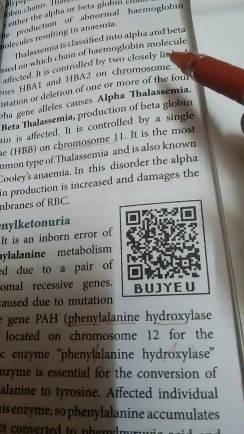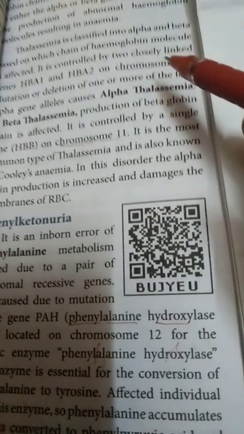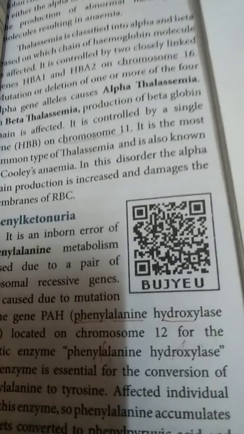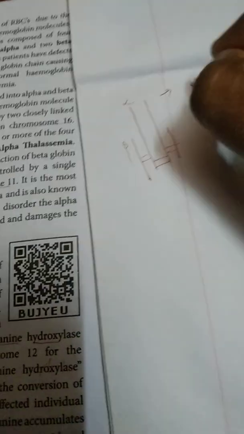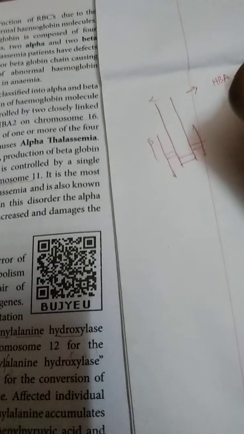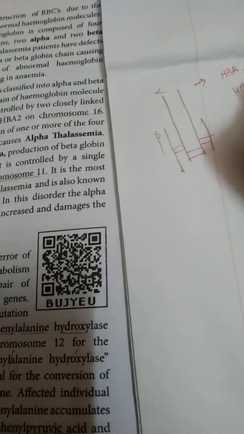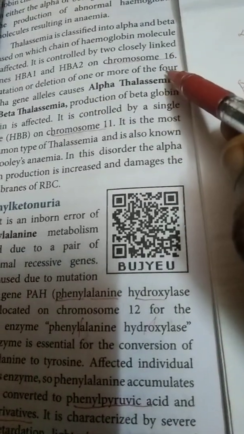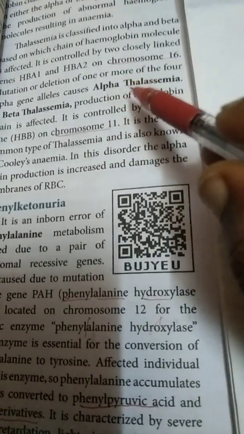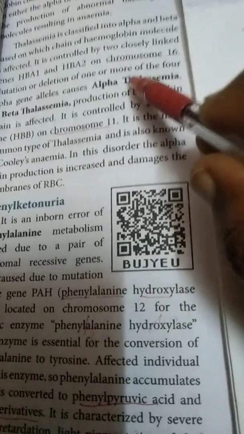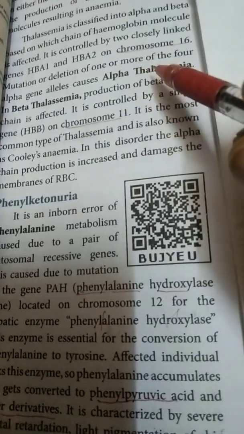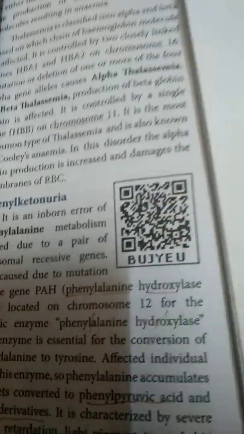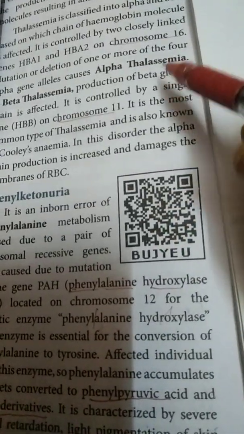It is classified by the chain of the hemoglobin molecule affected. For the alpha chain, two closely linked genes are needed: HBA1 and HBA2, on chromosome 16. Deletion of one or more of the 4 alpha chain genes is what we call alpha thalassemia.